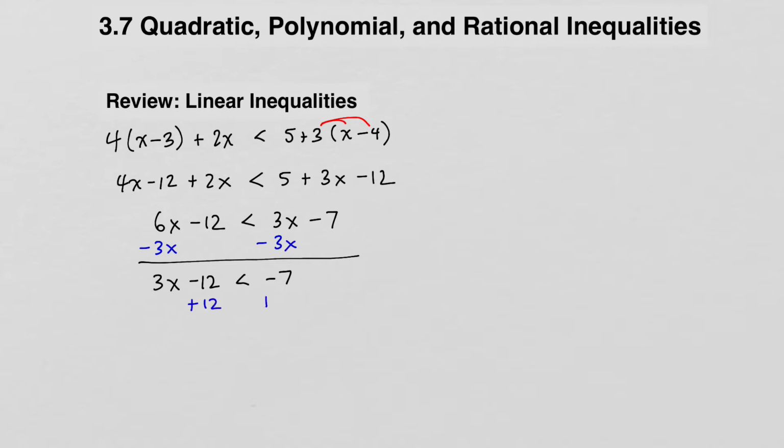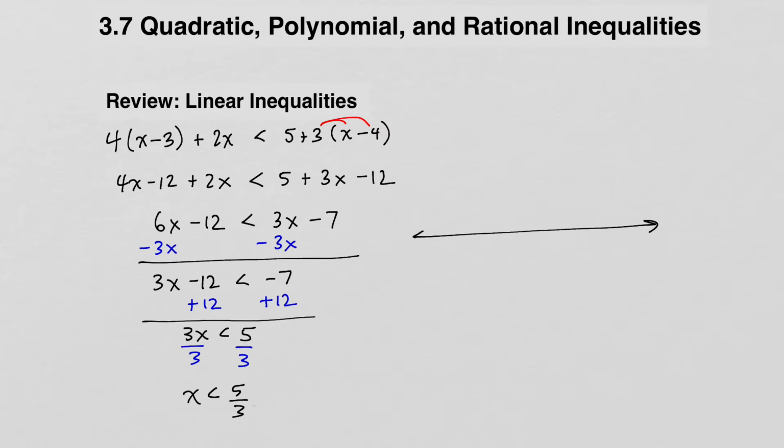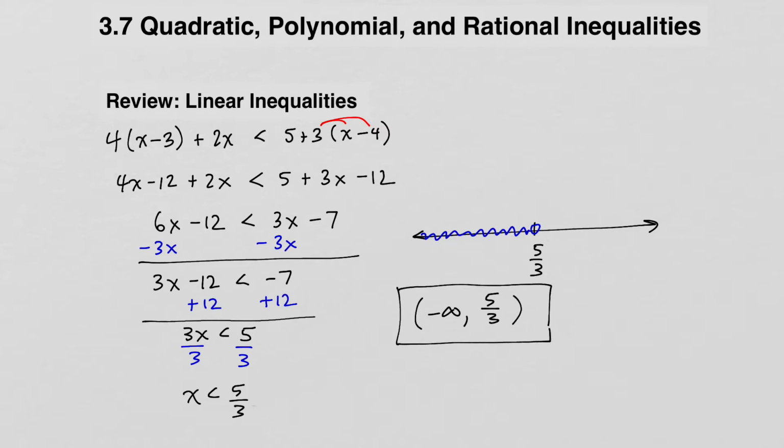which gives us 3x minus 12 is less than negative 7. And now we can isolate the variable on the left-hand side, which will give us 3x is less than 5. And once you have that isolated, we can divide by 3 here to get x is less than 5/3. So the solution on a number line is all of the numbers x that are less than 5/3. So that is every number to the left of 5/3. And that means our answer in interval notation is all the numbers from negative infinity up to 5/3.